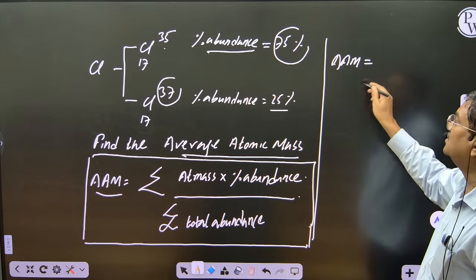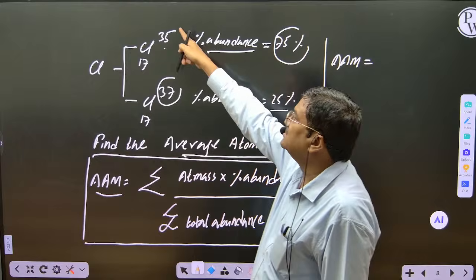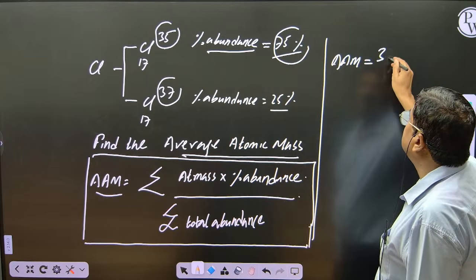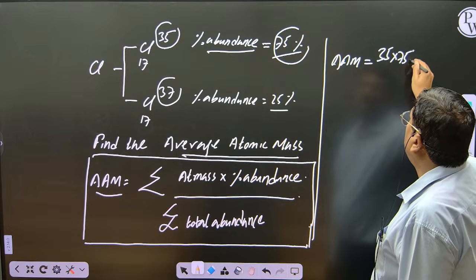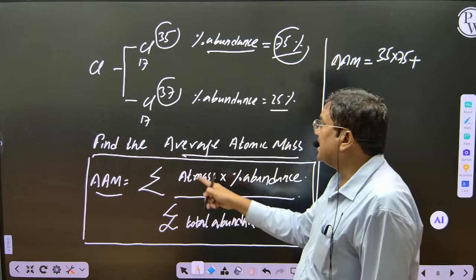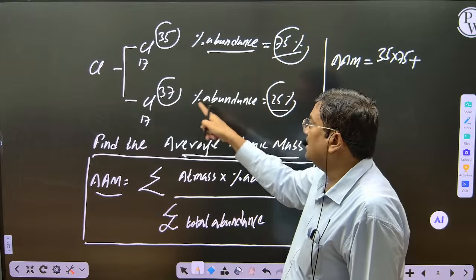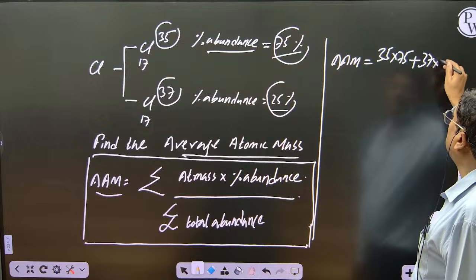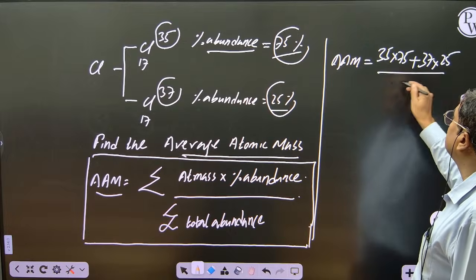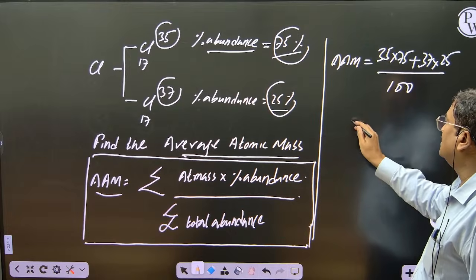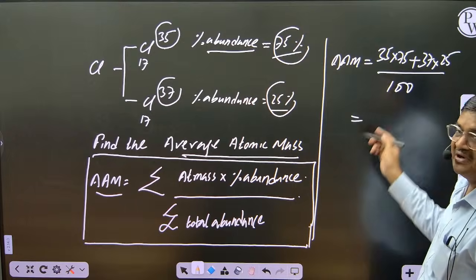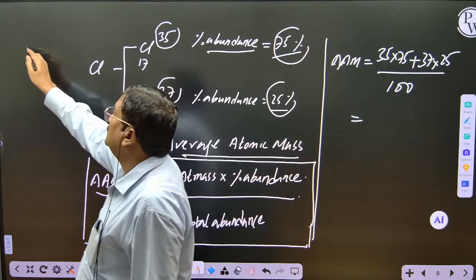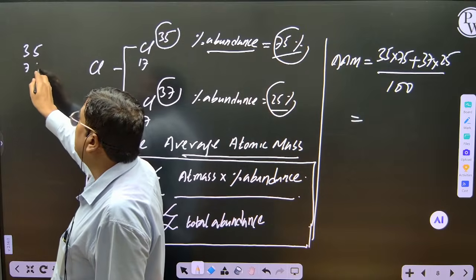See what I do. This 35 is the mass number, no students? So this 35, the percentage abundance, I am multiplying with 75, plus the abundance of this second element is 25 into atomic mass 37. So 37 into 25 by total percentage 100. Now multiply in the rough work 35 with 75. Everyone, 35 when you multiply with 75, how much do you get?